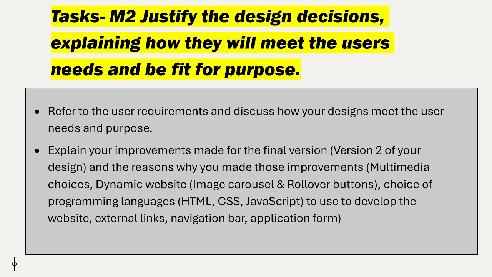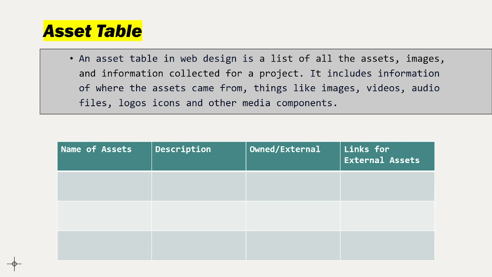So things like multimedia choices. Why did you choose JPEG? Why did you choose PNG? Why did you choose a video? Why did you choose an image? Things like that. Dynamicity of a website, the image carousel, rollover buttons. Why did you choose that? Why did you choose to use HTML, CSS, JavaScript to develop the website? Why did you choose to use external links, navigation bar, and an application form? So those are the things that you need to discuss.